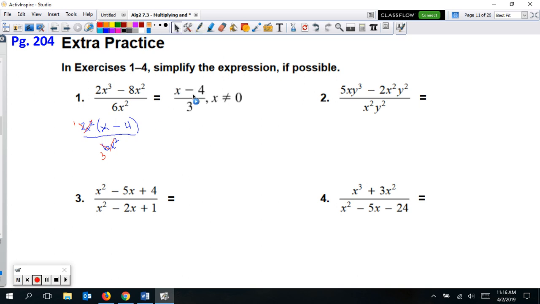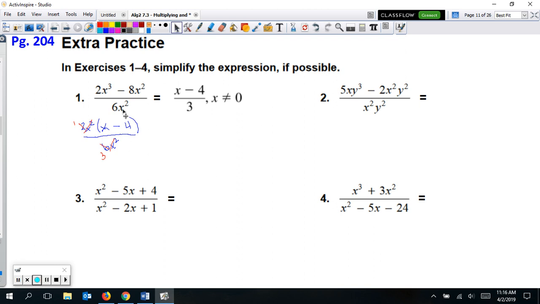So our answer is going to be x minus 4 over 3. But here's where we have to include what x cannot be. And really it's not from the answer, it's from the problem. So right now there's nothing that x can't be from our answer because the 3 is on the bottom. There's no x on the bottom.